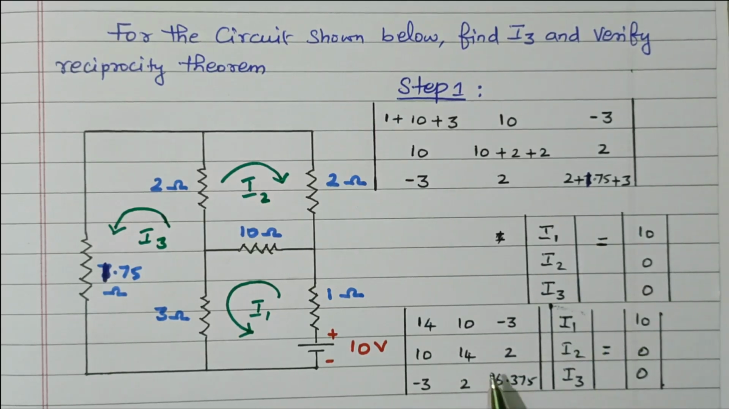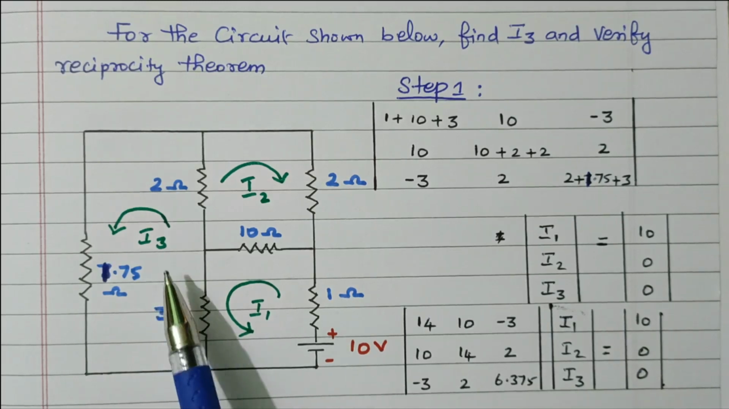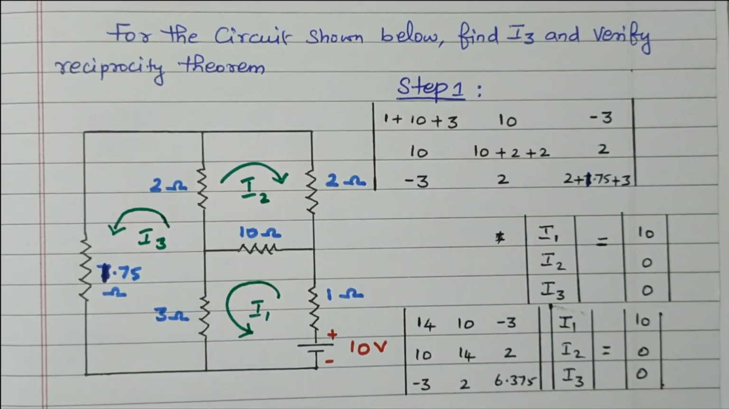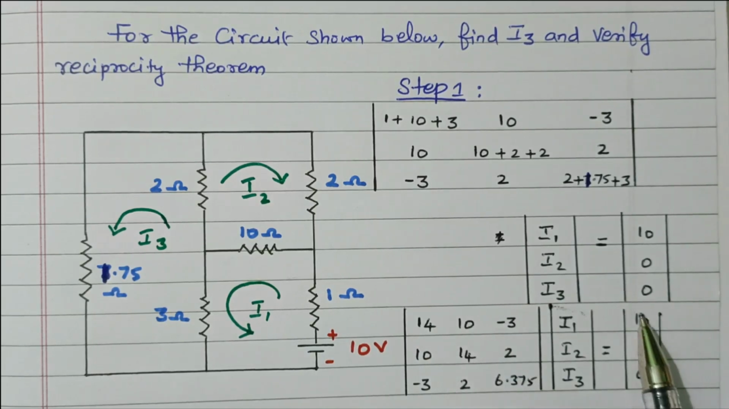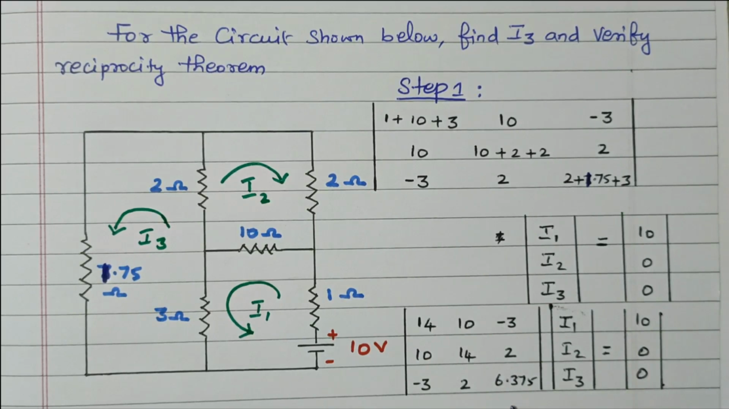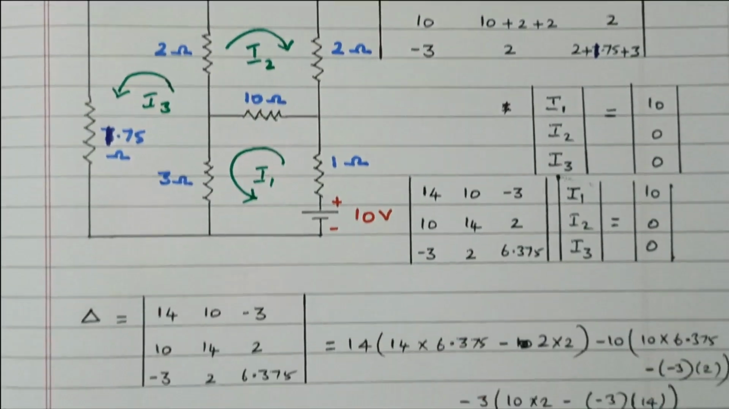This matrix is framed: the R matrix, the I matrix and the voltage matrix. Our aim is to find the I3 value, so we will find the del value and del 3, so that I3 equals del divided by del 3. This is the delta value. By replacing the third column with the voltage matrix we get delta 3. If we replace the first column, delta 1; second column, delta 2; third column, delta 3. We need only I3, so we will find only delta and delta 3. I will go to that.